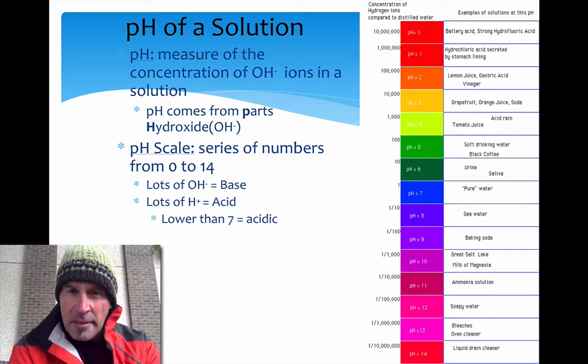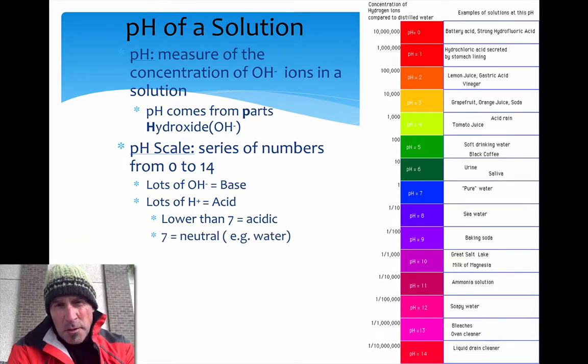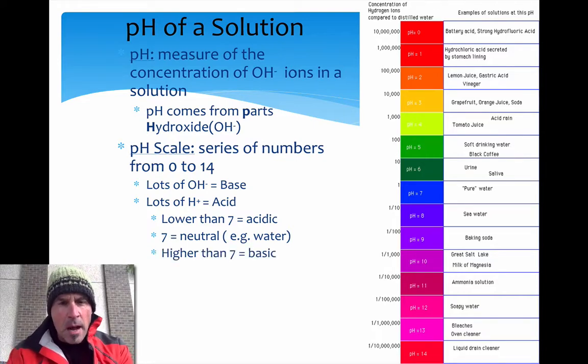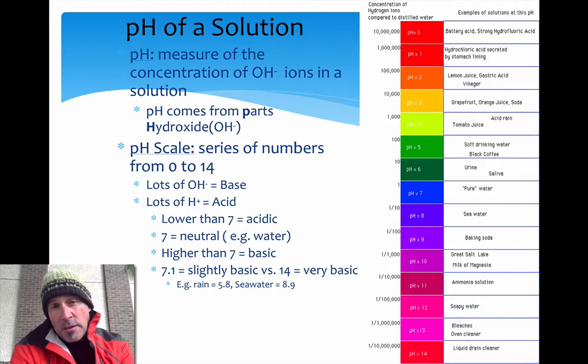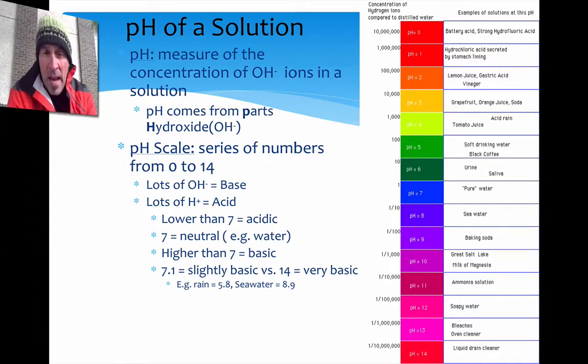If it's lower than 7, it's acidic. 7 is neutral, so in this case water would sort of be the middle. If it's higher than 7, that means it is basic. So 7.1 is slightly basic versus 14, which is very basic on the scale. All right, so for example, rain is 5.8. Seawater is going to be 8.9, which means that seawater is actually going to be more basic than rain.